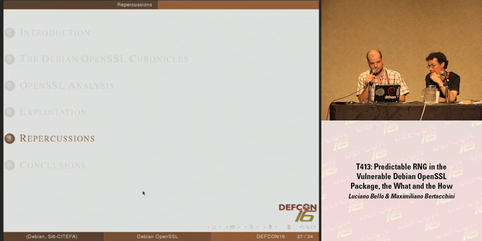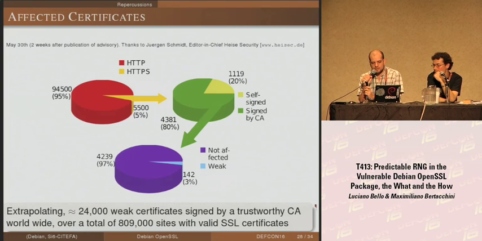So let's see some repercussions. Okay, these numbers are from our friend Jürgen. Oh my God. Okay, he's German. He works at Heise, and they made a survey with 100,000 web servers. They were looking for man-in-the-middle situations. They detected that 3% of the servers of the people who have a signed CA are running weak certificates. This is a number from 2 weeks after publication of the advisory. So if we extrapolate this number to the global numbers, maybe 24,000 weak certificates are running these days. Combine this with the DNS problem, and you will get a perfect phishing situation.